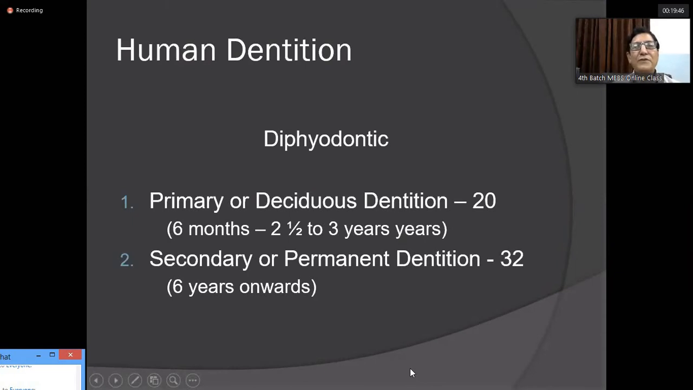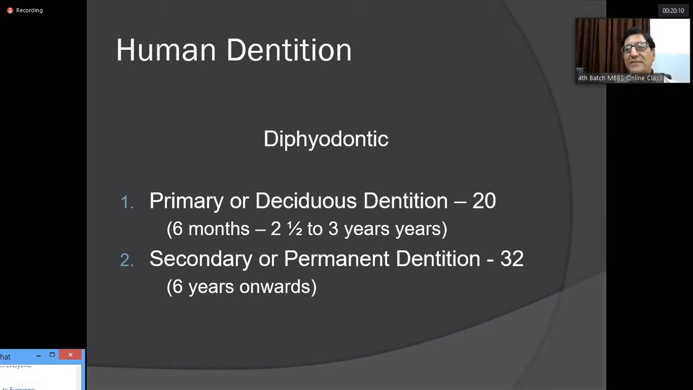Now, let's talk about human dentition a little bit. After knowing these quadrants, let's talk about the human dentition. See, our dentition is called diphyodontic. Di means 2. We have 2 sets of teeth. That's why our dentition is called diphyodontic. What are those two sets of teeth?